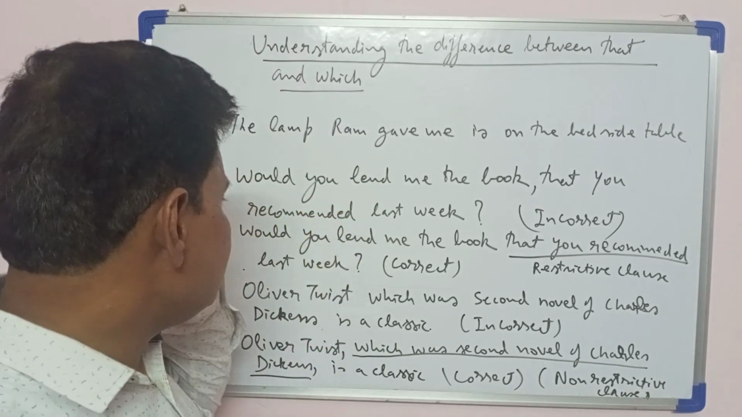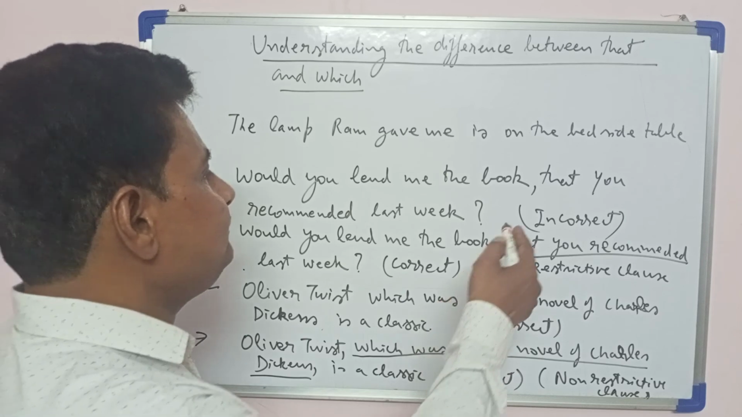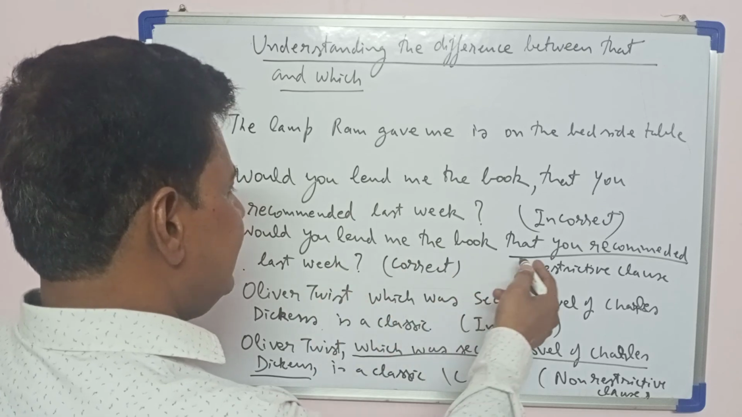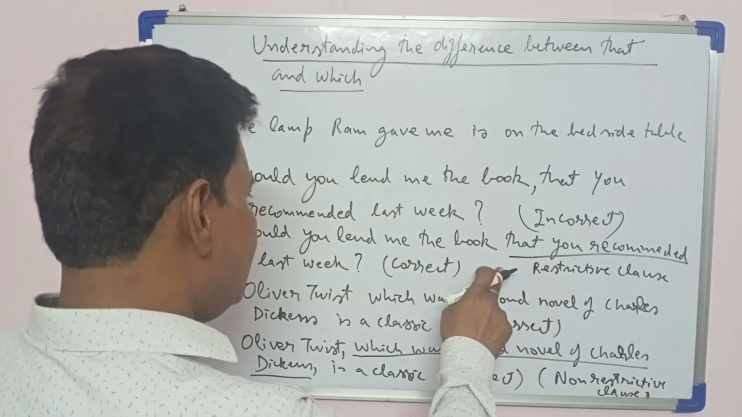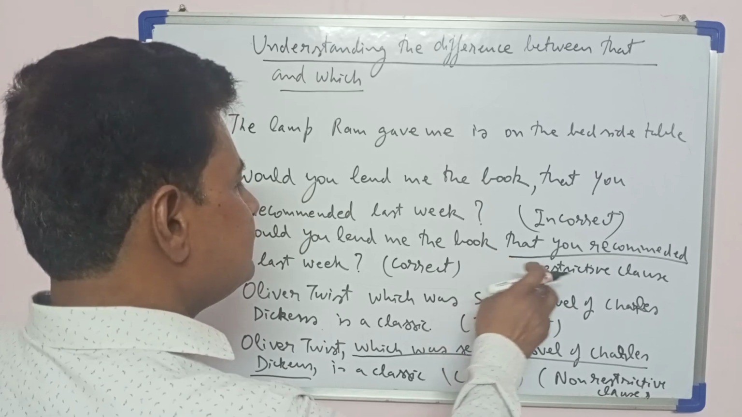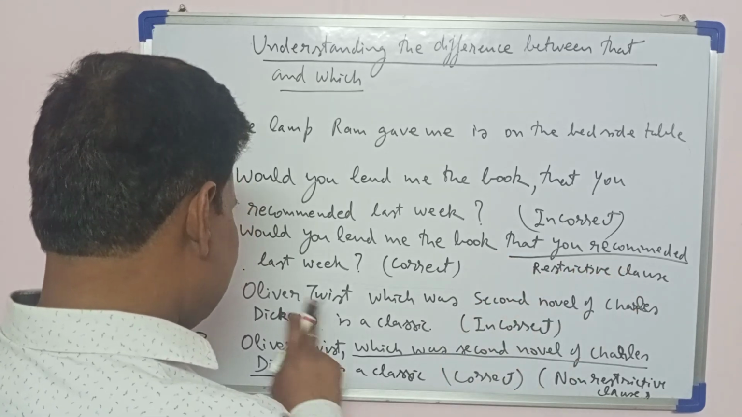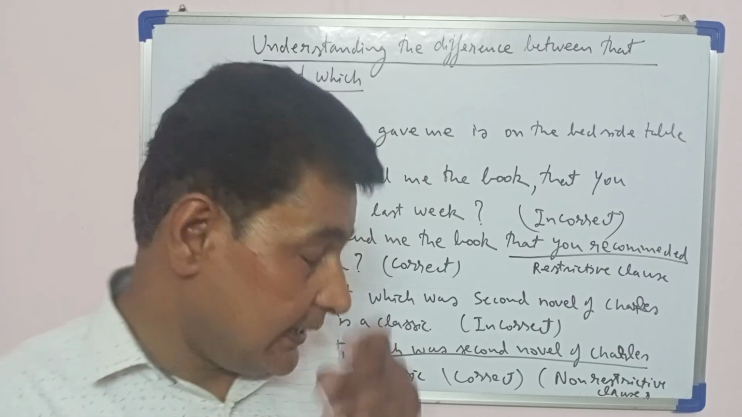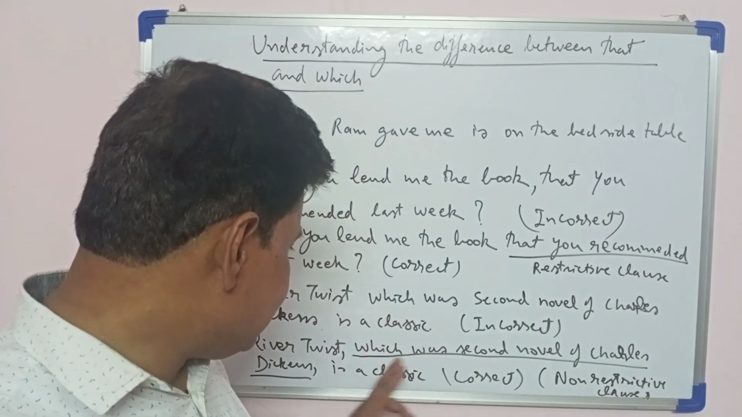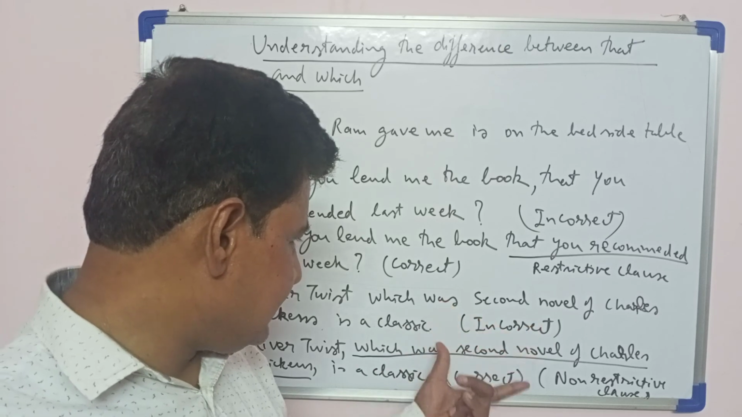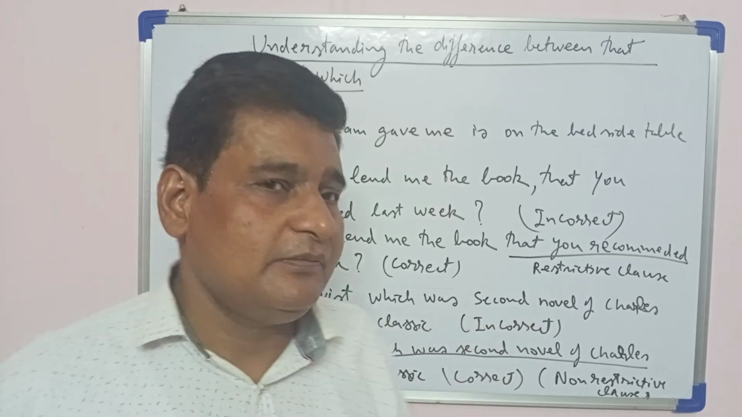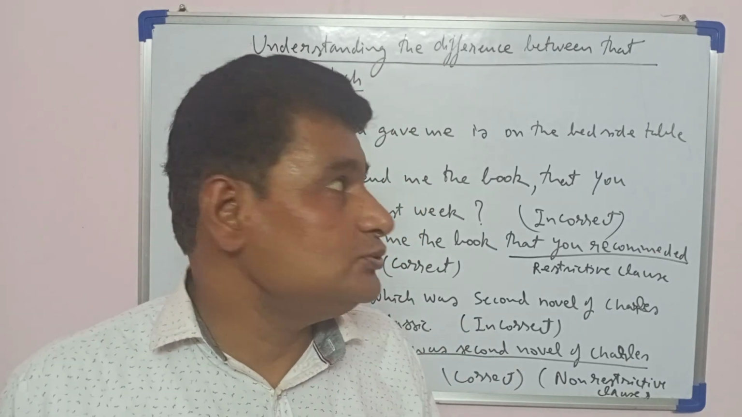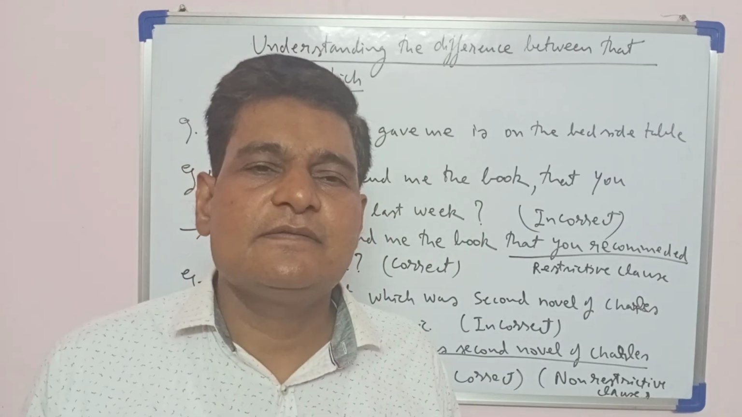And here in this example, you can see that this sentence is wrong. Why? Because it is preceded by a comma. And this sentence is correct because it is not using any comma. And this is an essential part. So this is a restrictive clause also. In the second example, Oliver Twist, which was second novel of Charles Dickens, is a classic. So here you can easily understand that we have to punctuate the sentence, because there is a non-restrictive clause introduced here and which should always be preceded by a comma. So I hope you have understood how to use that and which in sentences.